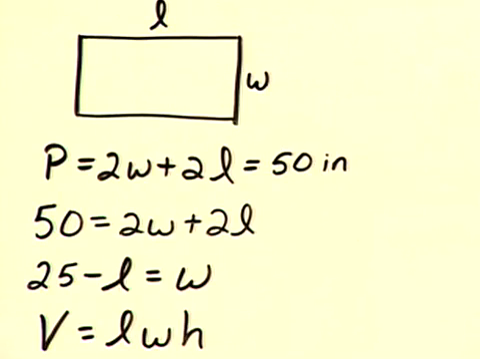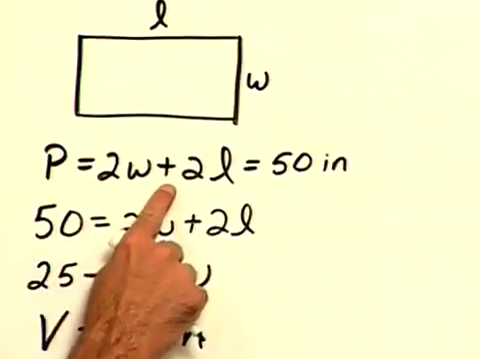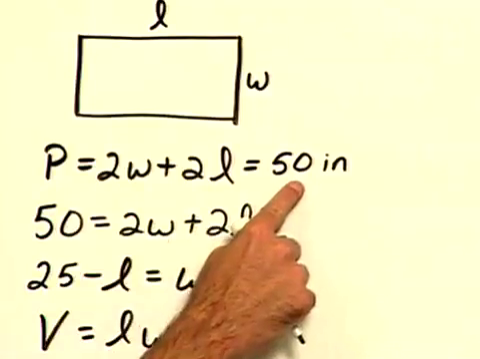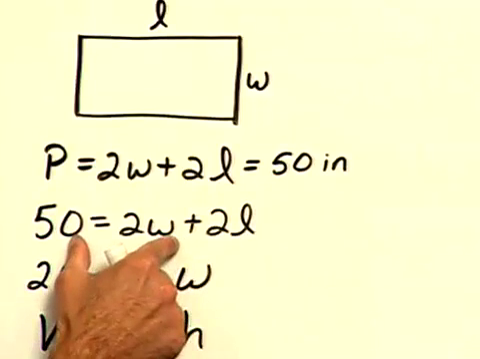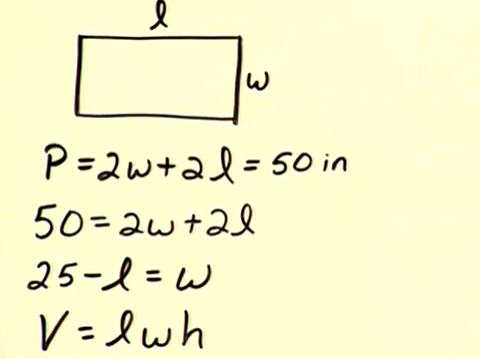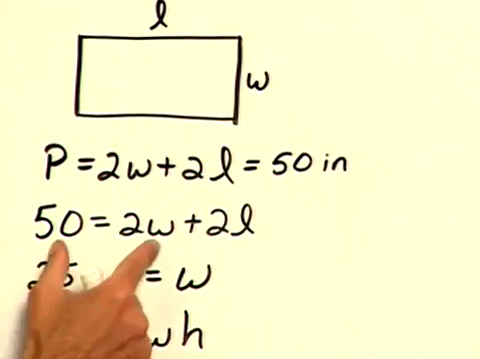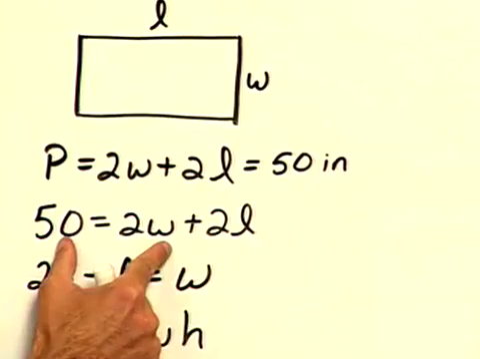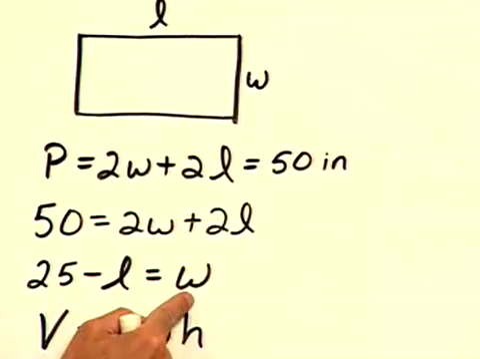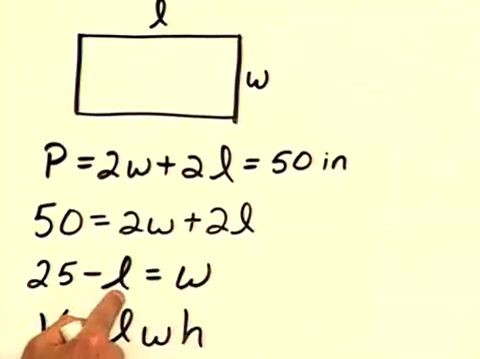So what we're going to do is use the fact that perimeter is equal to 2W plus 2L, which in the problem they said had to be 50 inches. And we'll use that equation to solve for width so that we can write width in terms of length and get down to one variable. So we take this equation and solve for W, which will give us 25 minus L is equal to W. So my width I can rewrite now as 25 minus L.